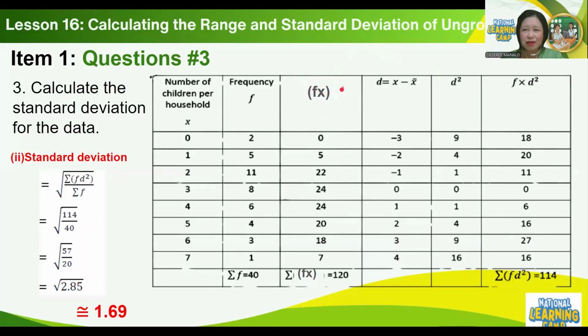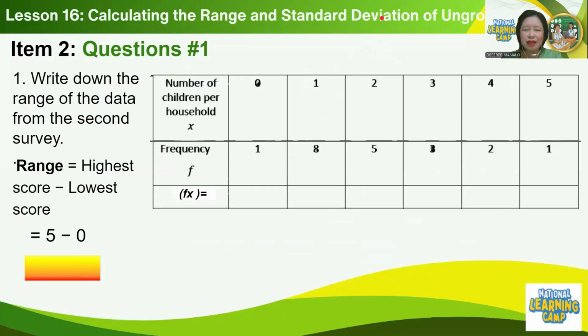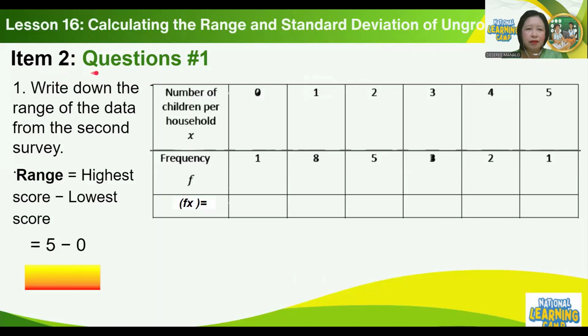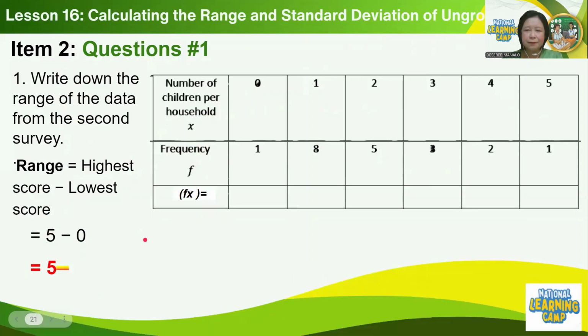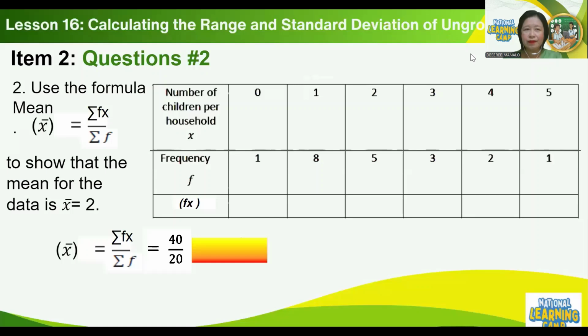Okay, I hope you answered all the 3 questions. You can pause the video again to find the answers in item 2 questions. For item 2, question number 1, write down the range of the data from the second survey. Range means highest score minus lowest score. Our highest score is 5 and the lowest score is 0. So 5 minus 0 is 5, and the range is 5.